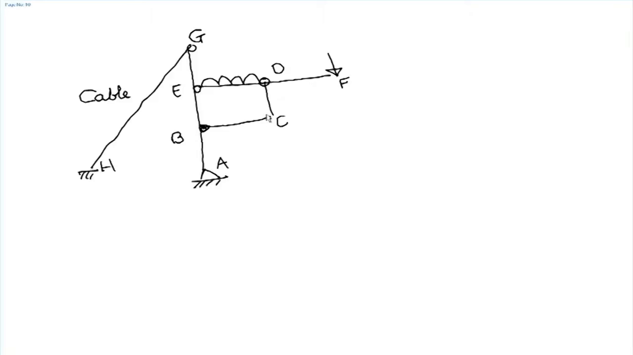Now note here, how many members do we have? I have one member G, E, B, A. Then we have a second member E, D, F, and a third member B, C, D. Now, what is so special about this member B, C, D?